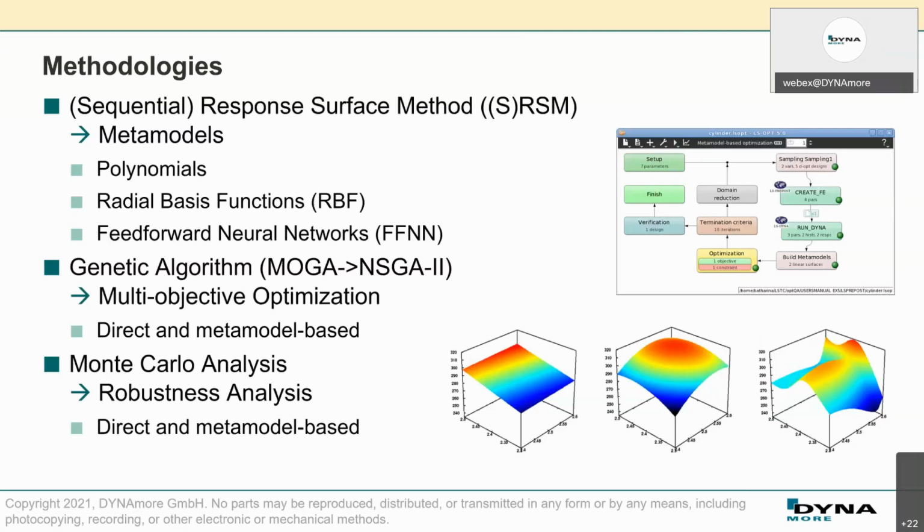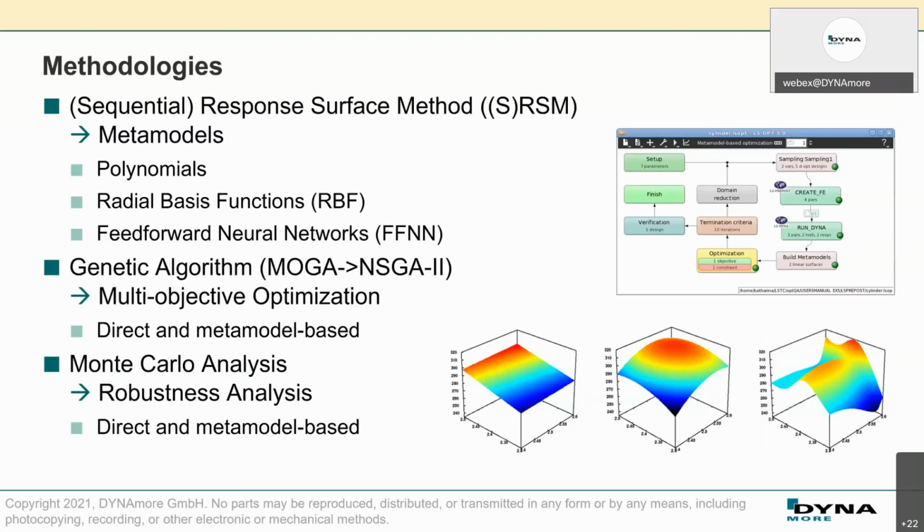And we have several types of meta models available in LSOpt. Polynomials, in the simplest case, you could just use linear polynomials, for example. But we also have some nonlinear approaches like radial basis functions or feed-forward neural networks, which are useful for global approximations.